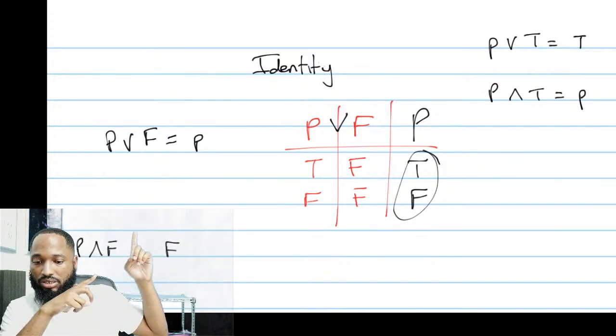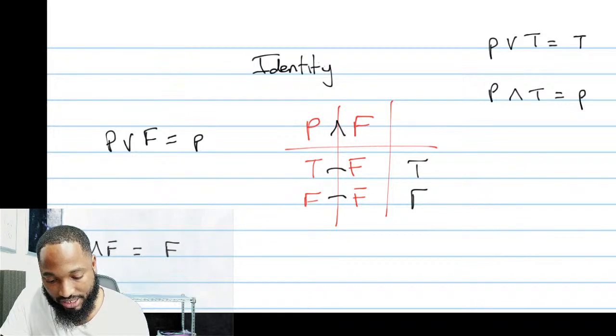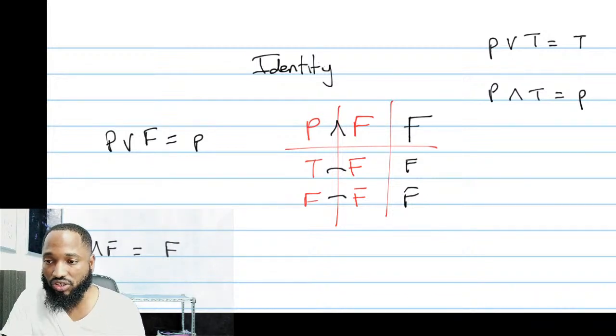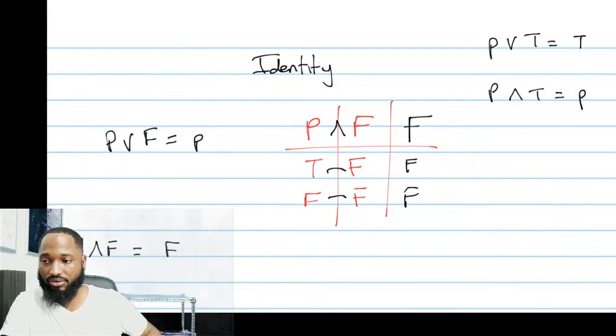How about P and false? There are no double T's here. Since there are no double T's, I can't get any truths. Everything is just false here. So P and false would be false. Just a straight false. Just a straight contradiction.